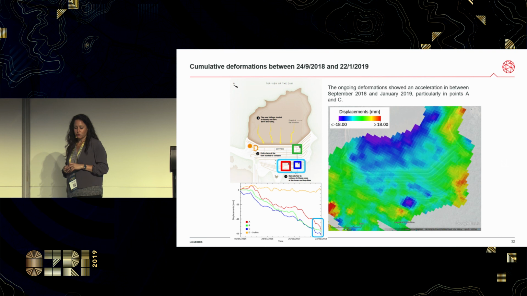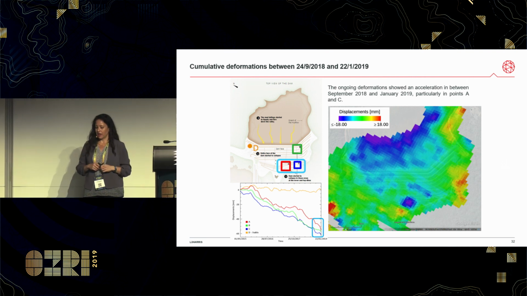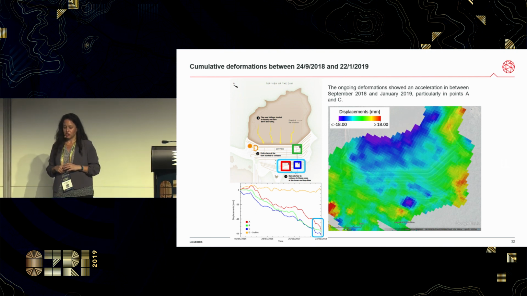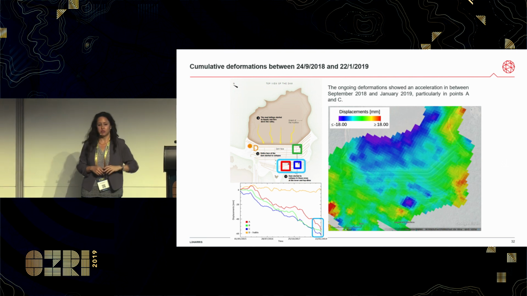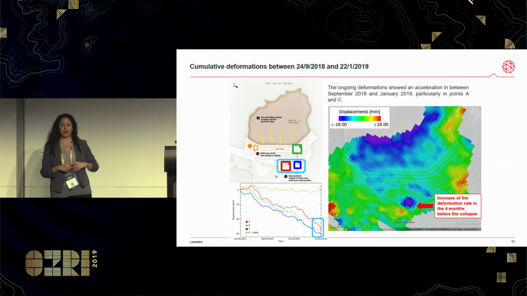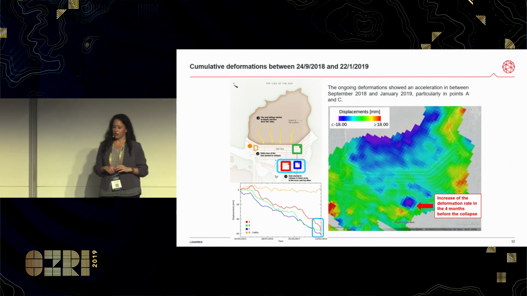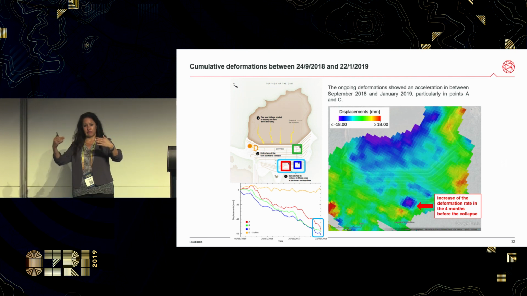Again, if we just look at those rates comparing to what the New York Times boxes that they had on their particular report and comparing to the SAR data, you can see that that ongoing deformation showed that acceleration between those years, particularly in those hot spots where you can see the blue and the purple showing that highest amount of cumulative displacement year over year. And again, right in that particular area, that's where we had an increase in the deformation in the 4 months right before the collapse. And that's the locations right in the front of that dam wall. When we saw the video where that dam failure occurred, that's where that location was, right in the front wall there.